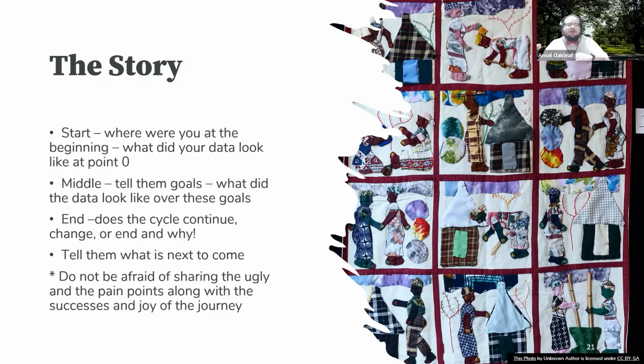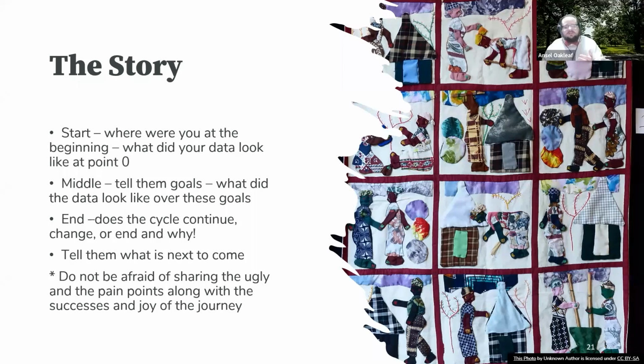That's the middle. That's where your goals, where your metric is, and then the end, and you describe why that happens. Then you're going to tell them what is to come next. That's that continuation chain. Share the ugly and the pain points, along with the successes and the joys of the journey through the process. All of it's important. All of it's part of the learning process. It's very important to share that out, where it's really okay.